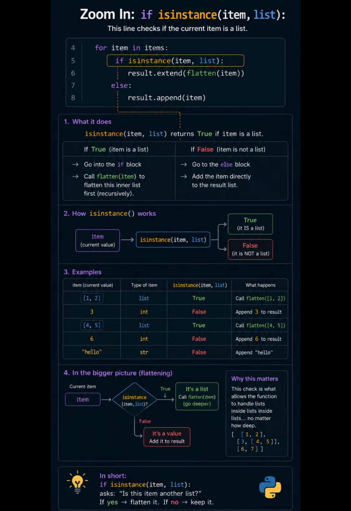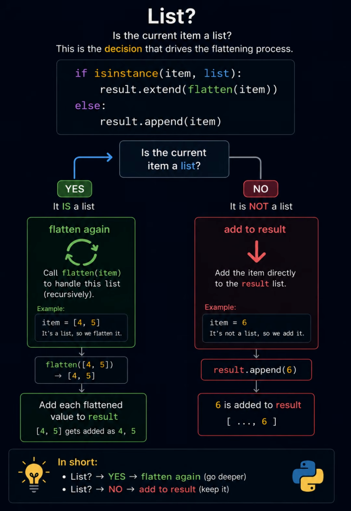The key idea is this line: if isinstance(item, list):. If the item is another list, flatten it again. But if it's just a number, put it directly into the result. This is why recursion works so well for arbitrarily nested structures.